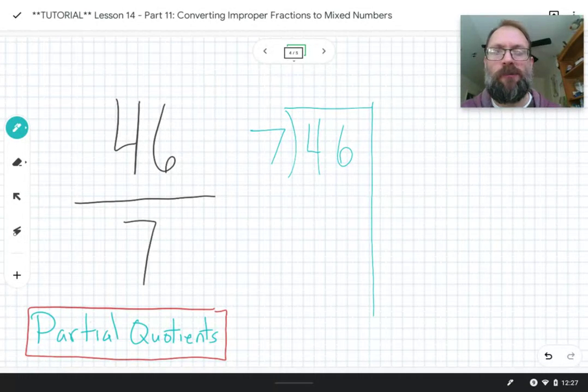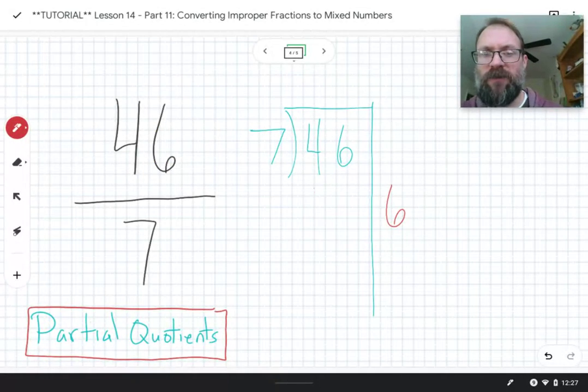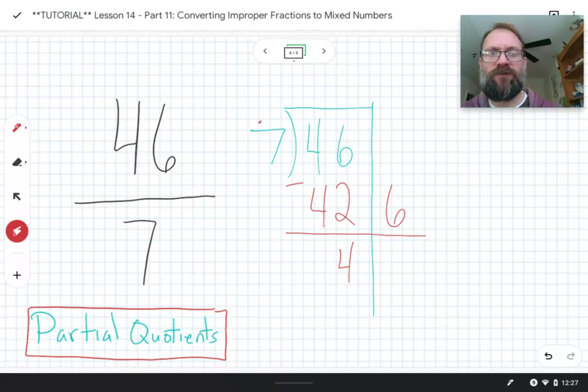Okay, so now we ask ourselves, how many 7s are in 46? Are there at least 5 sevens, what's 35? 6 sevens, 42. We know that. So let me choose a different color here. So let's use 6 sevens. We'll get 42. We'll subtract that away and get 4. There are no more groups of 7 in 4, so we're done. 6, now we have 4 and 7.